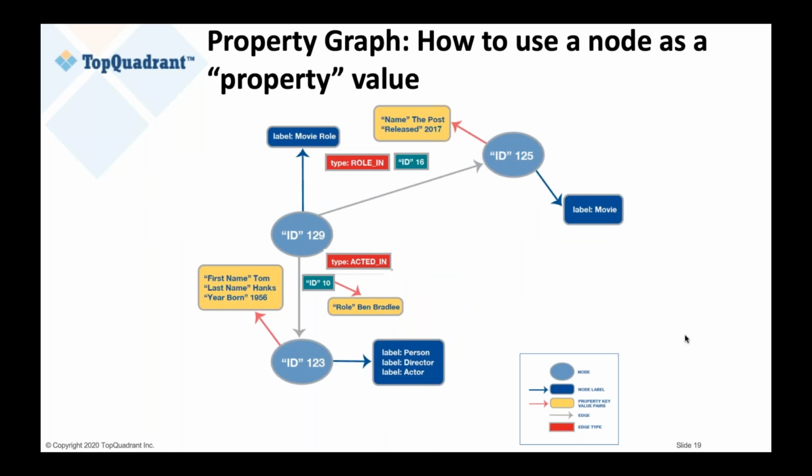We're saying that Tom is playing the role of Ben Bradley, and right now Ben Bradley is a string, because we can hang properties here, and properties are key-value pairs, so they are literals. Well, I may be interested in capturing information about more people, including information about Ben Bradley as a person and whatever may be known about him. So how do I do that?